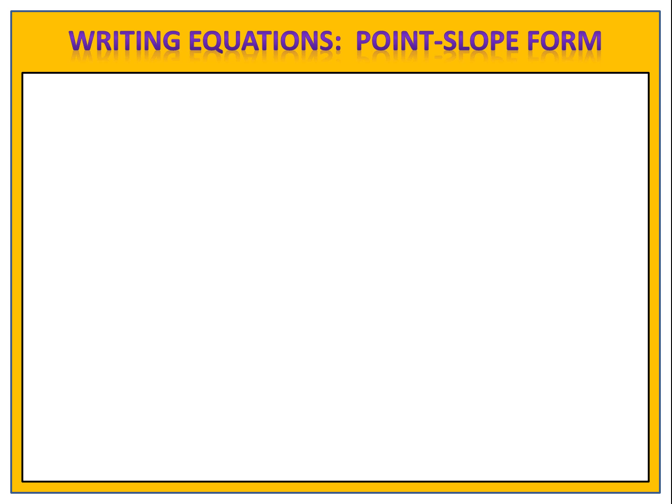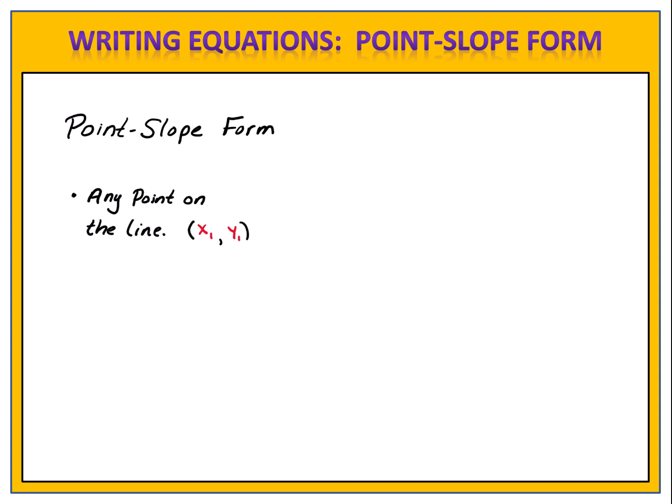In order to write the equation of a line using the point-slope form, we need two things. First of all, we need any point on the line. We'll call that point x1 and y1. We also need the slope of the line. Once we have those two things, we're ready to write our equation. We use the formula y minus y1 equals m times x minus x1, which might look like an unusual equation, but is really nothing different than the slope formula with the denominator cleared.